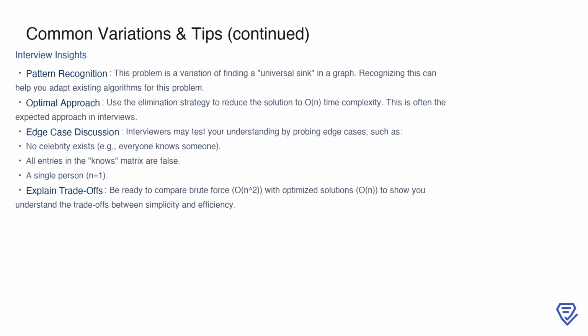Interviewers may also challenge your understanding by asking about edge cases, such as when no celebrity exists, when all entries in the knows matrix are false, or when there's only one person in the matrix. Being able to explain these scenarios demonstrates depth in your understanding. Lastly, be prepared to discuss trade-offs. For instance, while the brute force approach is simple and straightforward, it's inefficient compared to the optimized O(n) solution. Highlighting these trade-offs shows your ability to balance simplicity and efficiency.